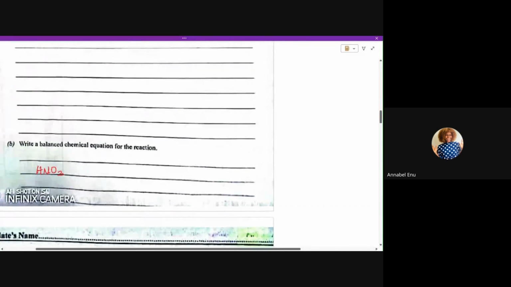So to write our balanced equation, we have our acid HNO3. Please, I hope you can see the screen at this point, because this bottom part is kind of dark. Can you all see my screen? Yes, ma'am. Okay.